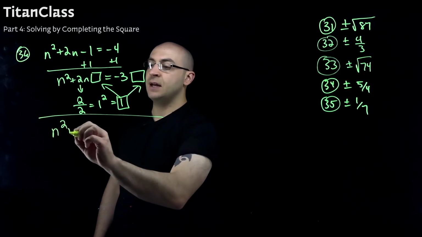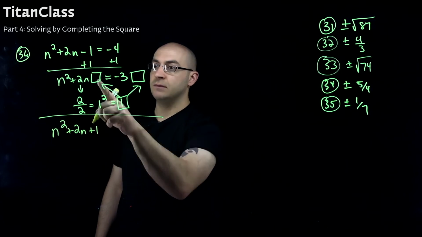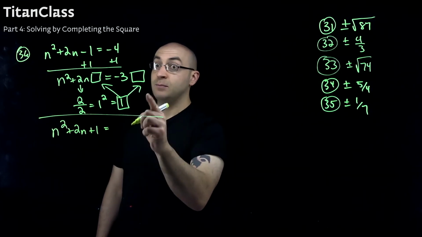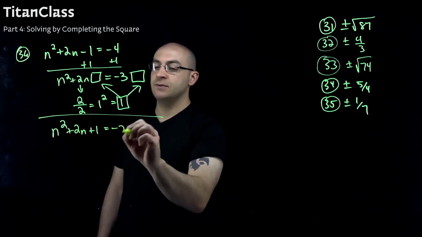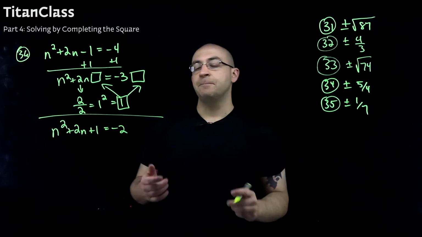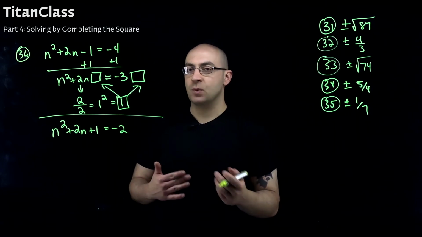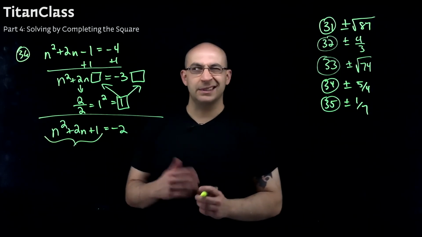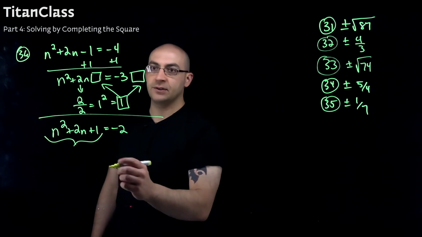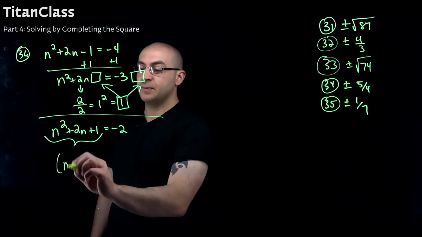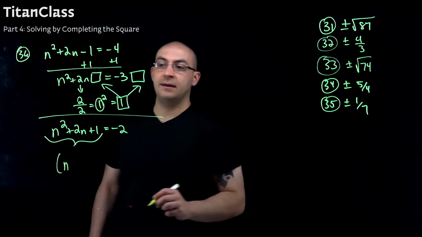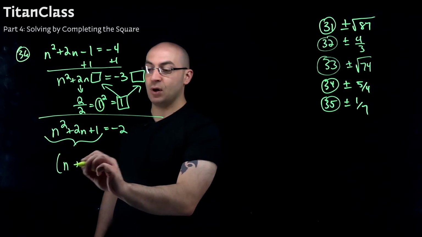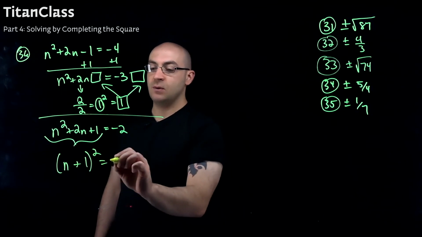Because on the left-hand side, plus 1, right, I filled the box, equals negative 1 plus 1, I'm sorry, negative 3 plus 1, which is negative 2. Because on the left-hand side, we're left with what's called a perfect square trinomial, which is necessary in order to complete the square, at least solve by completing the square, because it helps us factor easier. We're now going to factor this part, and the number that we had before we squared it is that part. So n plus 1 squared is going to equal negative 2.